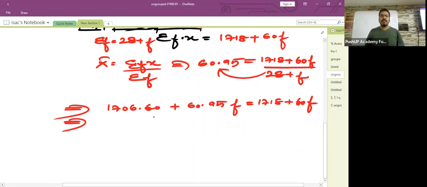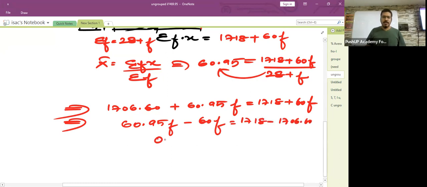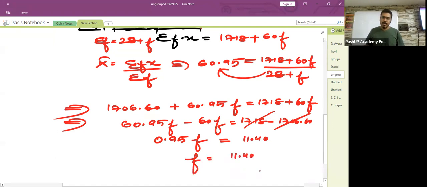How much? Achha, how much is this? If I bring the 60f to the left and 1706.60 to the right, this is going to be 0.95f, isn't it? 0.95f. How much is the balance for this? 11.40. So f is equal to 11.40 divided by 0.95.